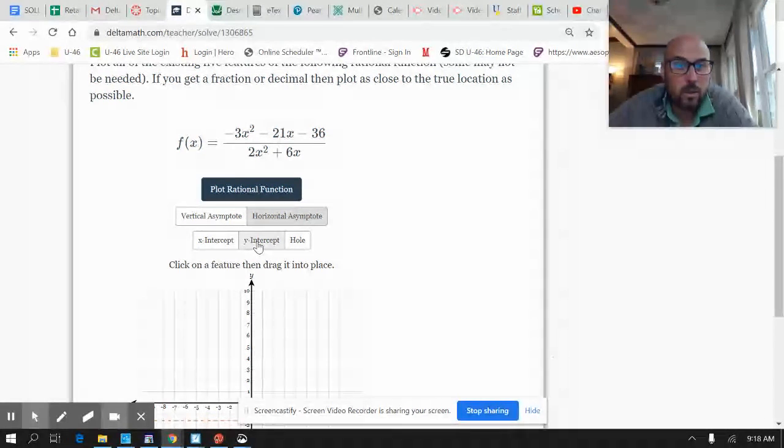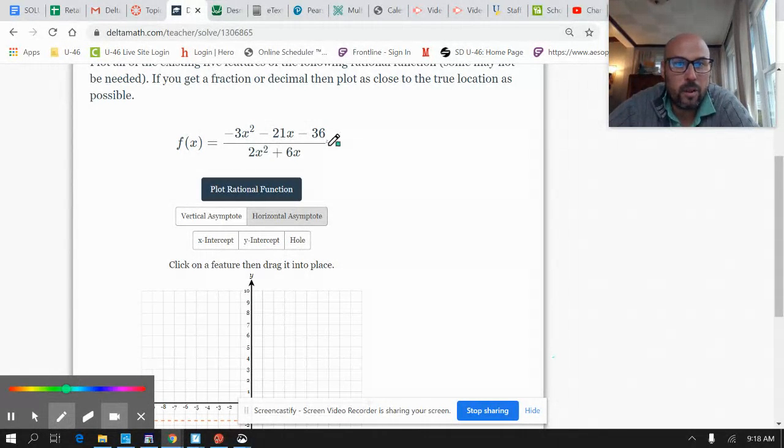I can also do the y-intercept right now, because when x is 0, the top is just negative 36. The bottom would be 0. So when x is 0, I'm dividing by 0. So that means there is no y-intercept. The rest I'll have to factor here.